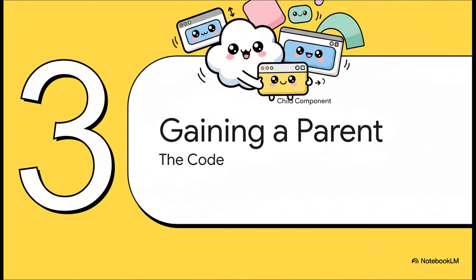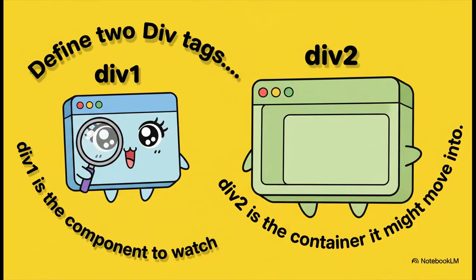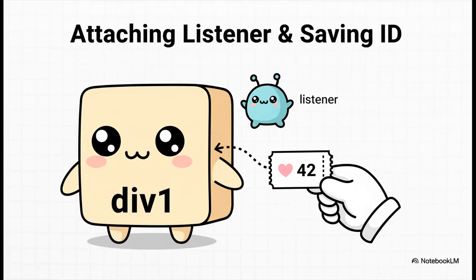Okay, theory is great and all, but let's see what this actually looks like in the code. We'll start with the ParentGainedListener. So first things first, we set up our players. As you can see here, we're just creating two basic div tags. Just think of div1 as the piece we want to keep an eye on, and div2 is the container it might eventually land in. Step 2, we attach our listener right onto div1, the tag we're watching. We call addParentGainedListener, and then, with a nice clean lambda function, we just tell it what to do. In this case, we'll just print a message. And notice that the method gives us something back, that long value, the listener slot ID. Hang on to that, it's going to be super important in a minute.